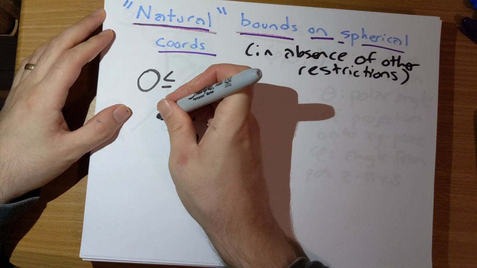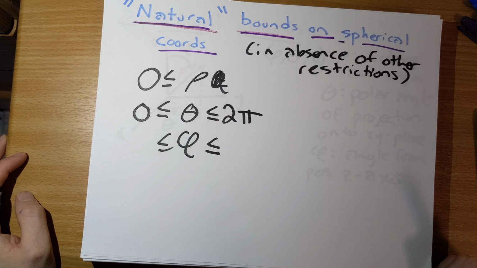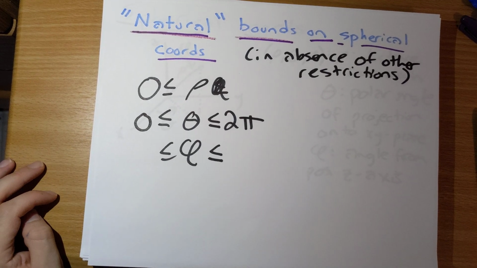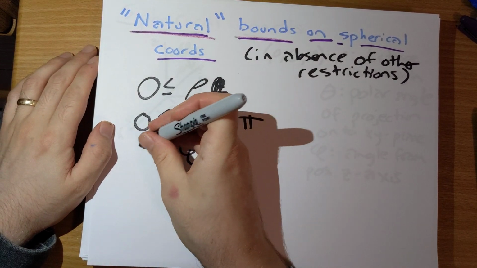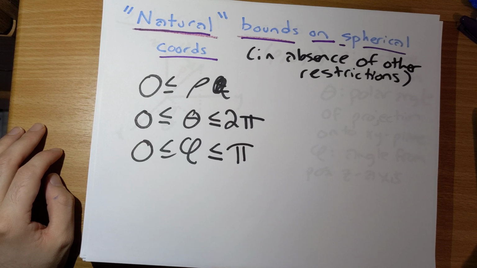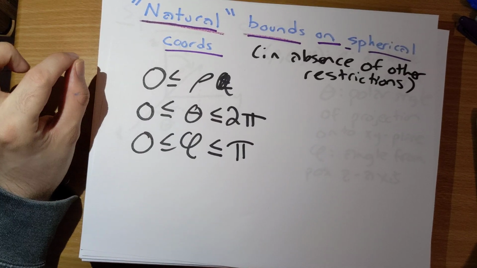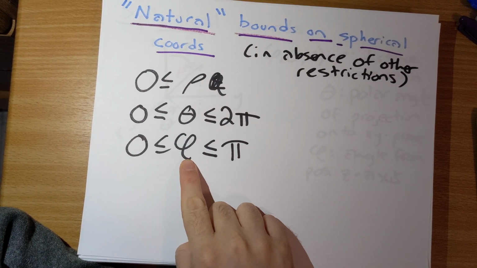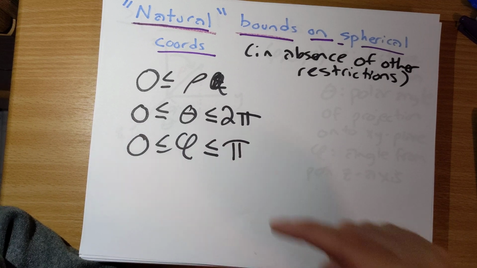And as for theta and phi, theta always has to be between 0 and 2 pi. Just like for polar coordinates, just like for cylindrical coordinates, that doesn't surprise us. But the one thing that often trips up people is that our bounds on phi run from 0 to pi for our natural bounds, not 0 to 2 pi. So this is a very common mistake that people make, letting phi run from 0 to 2 pi, or doing anything outside of the interval from 0 to pi.